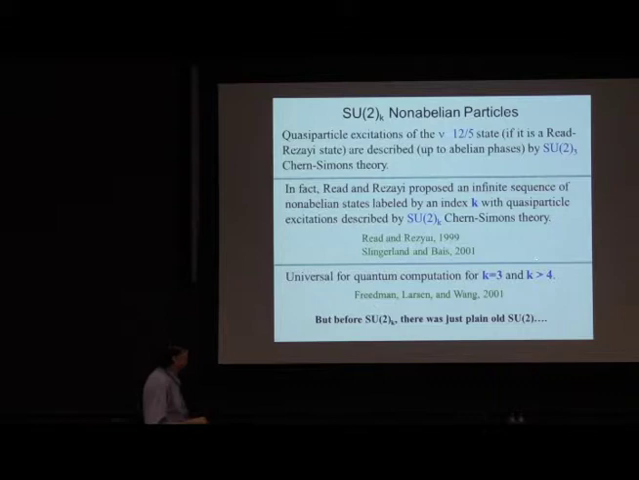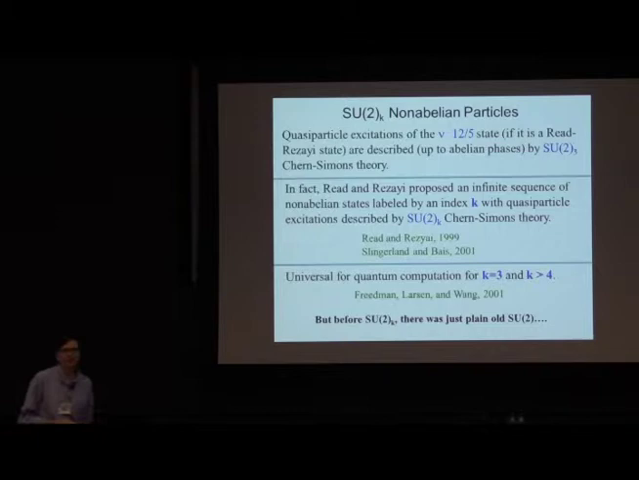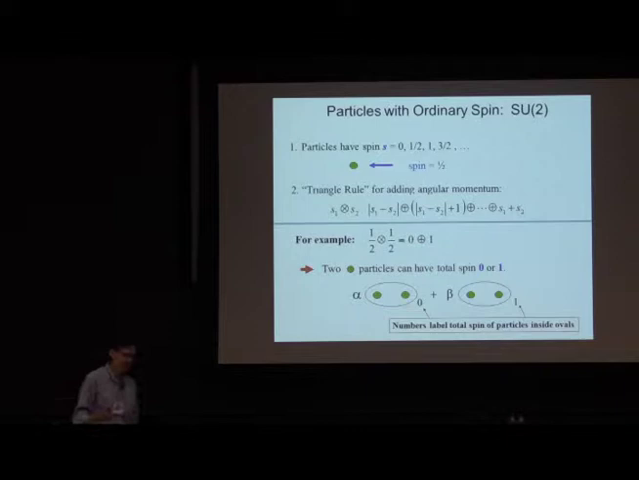So just a few words about SU(2) level k. If you don't know what it is, the good news is before SU(2) level k, there was just good old SU(2), and it isn't that much different. I've been emphasizing some of the analogies between spin and these non-abelian particles, and here it really becomes quite clear. If we have particles with ordinary spin, say these green particles with spin 1/2, the allowed labels for these spins are 0, 1/2, 1, 3/2, and so on. So there are an infinite number of possible spins.